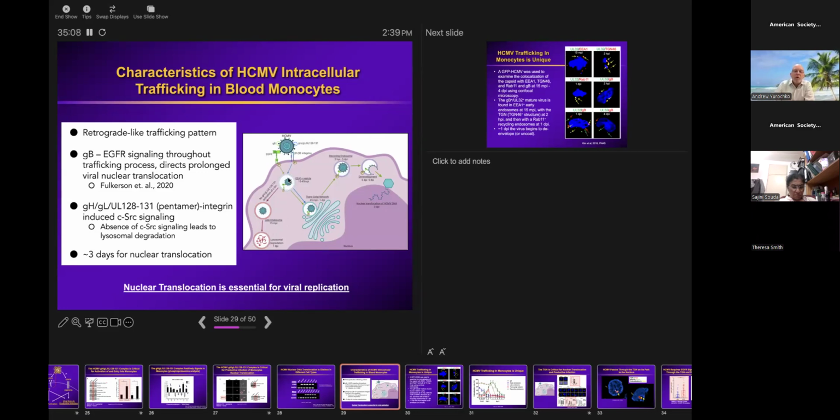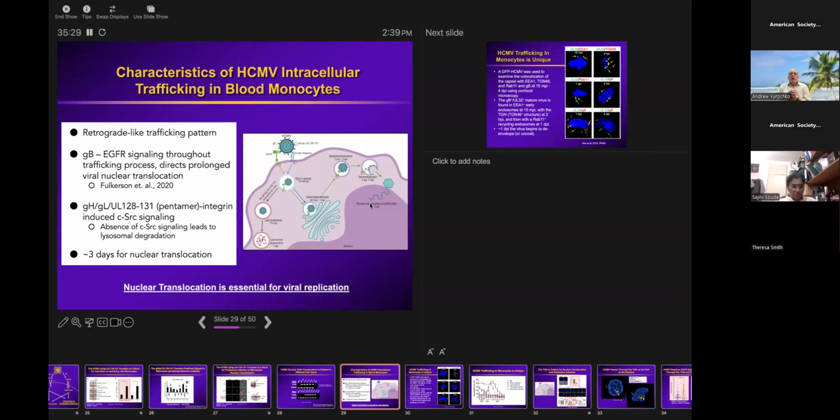However, if everything is normal, the virus then makes its way to the trans-Golgi network, to what we consider recycling endosomes, and from there you get de-envelopment. And I told you I'd remind you why nuclear translocation is so important. The capsid then is released, it docks at the nuclear pore, and it extrudes the DNA into the nucleus.